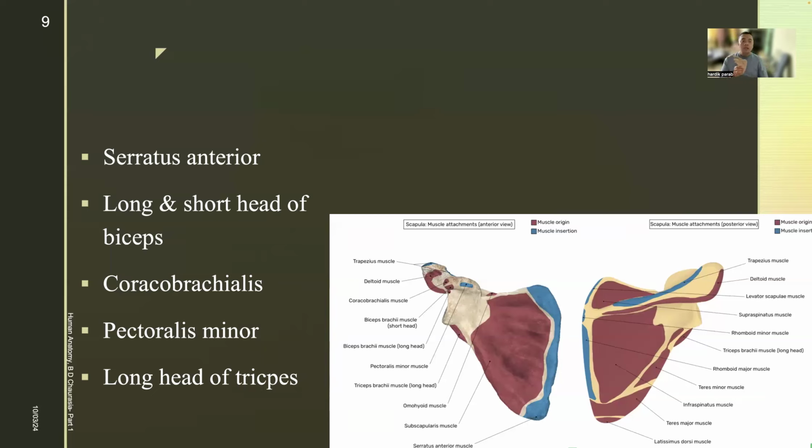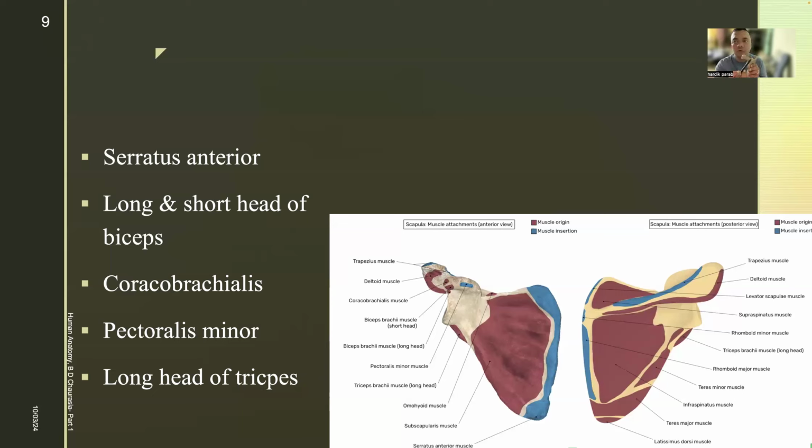Then the long and short heads of the biceps both originate from the scapula. The long head originates from the supraglenoid tubercle, which is above the glenoid cavity. Glenoid cavity के ऊपर होता है. यह है glenoid cavity. यहाँ पे इसके ऊपर you will have the attachment of the long head of biceps.